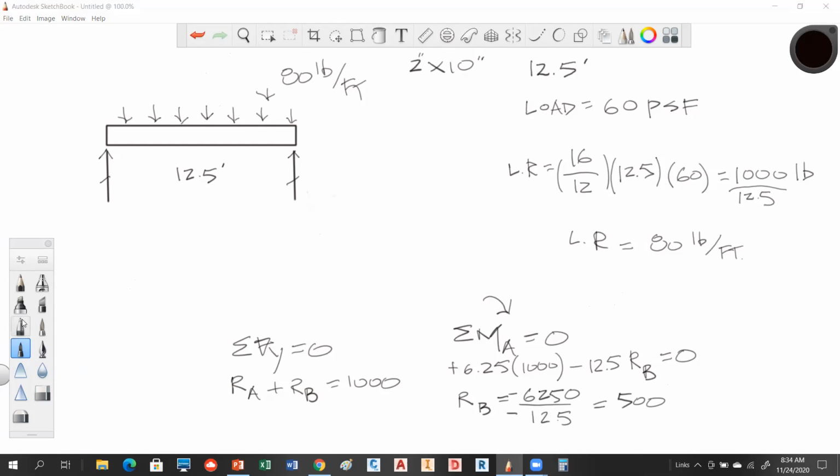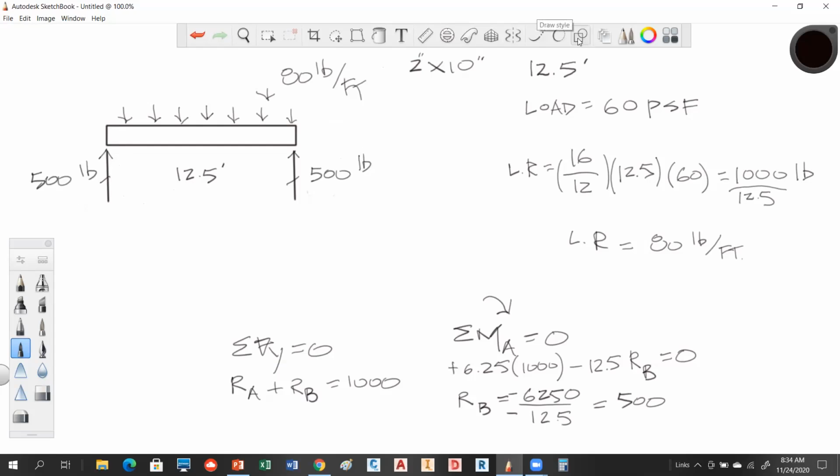And like I said, this is exactly what you should have been doing on your deck project to this point. So if you did this and it looks similar, you're in good shape. So this is 500 pounds, and this is 500 pounds.